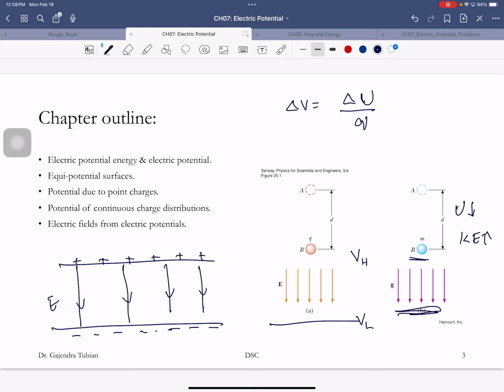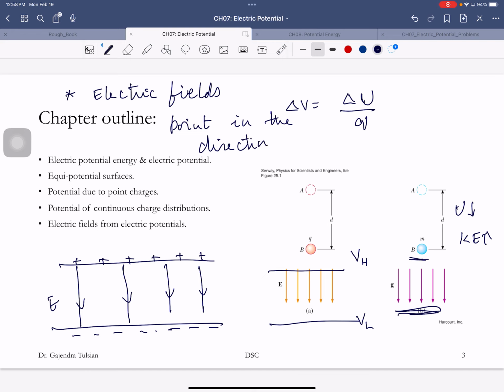So I'll write this down. Electric fields point in the direction of decreasing electric potential. So electric potential is high here, low here. I've introduced a lot of concepts, and now we'll go over them in the slides.